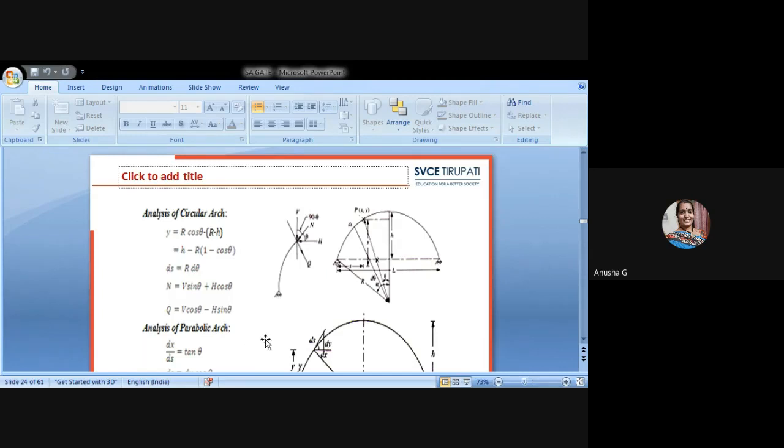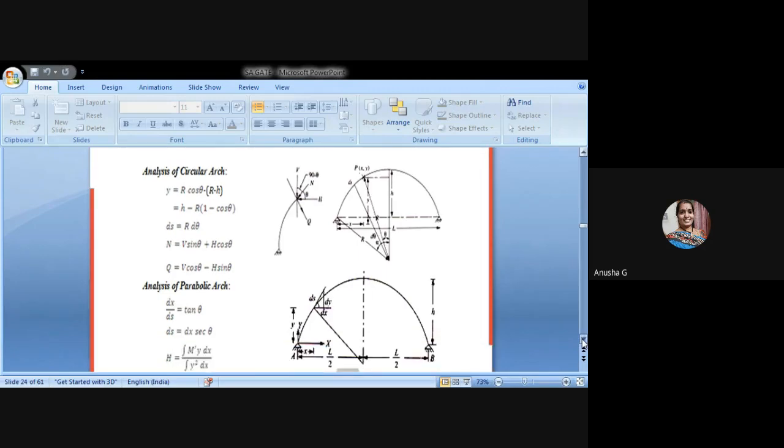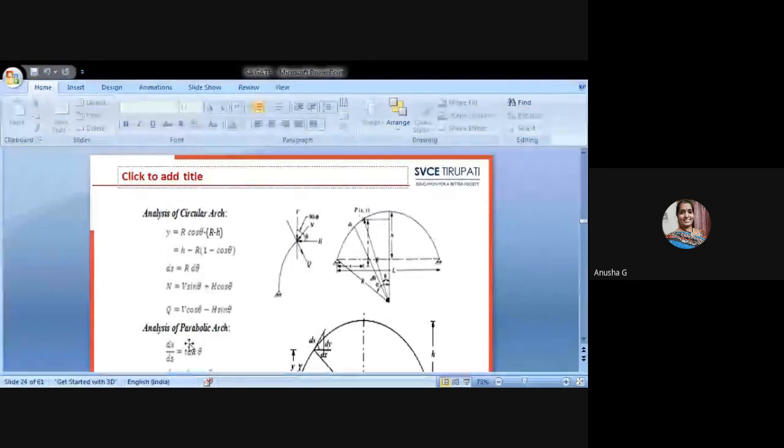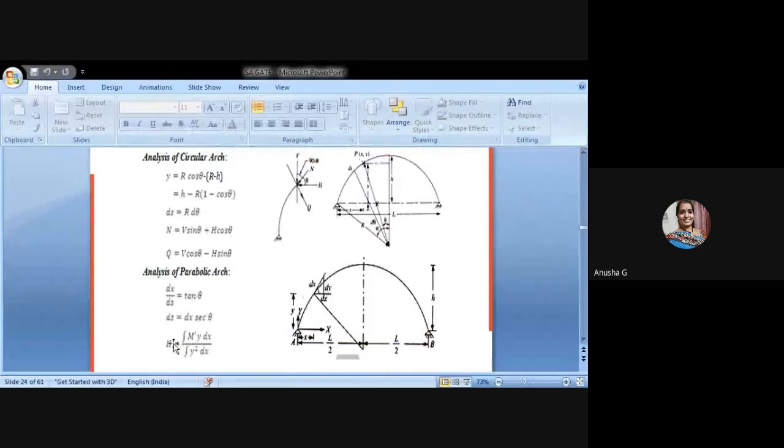Then we will see another one, the analysis of the parabolic arch. Here you can observe the same equation: dy by dx equals tan theta, so theta equals tan inverse of dy by dx. We can find H, the horizontal thrust, as the integration of M dash y dx divided by the integration of y squared dx. This is the main formula for the analysis of the parabolic arch.